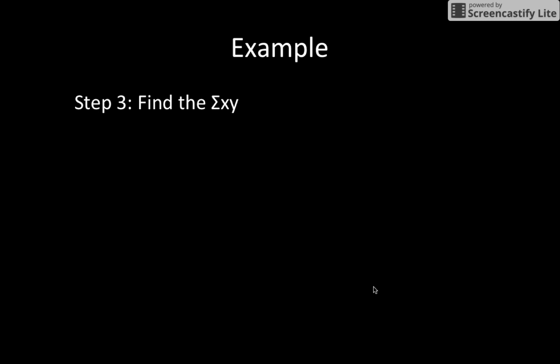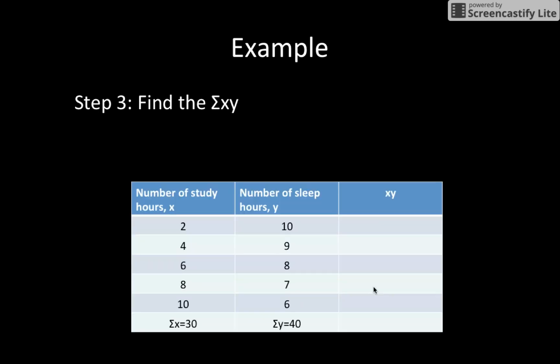So you want to find your sum of x times y. We're going to look back at our chart and add another column. Take your first x, 2, times your y of 10, and you get 20. Then on to the next one, 4 times 9 to get 36. And then I just filled the rest in for us. So to get the sum of x times y, you want to add all of your values together to get the sum of x times y equals 220.